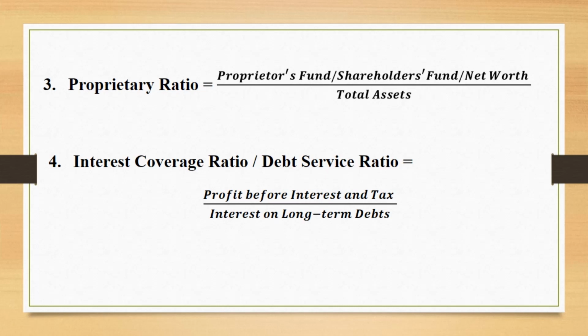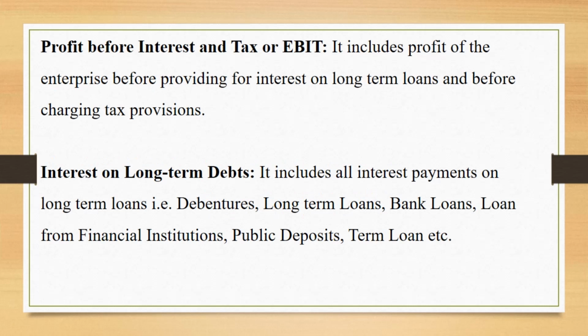Interest coverage ratio, or it is also known as debt service ratio. The formula for the same is profit before interest and tax upon interest on long-term debts. This formula is very important. Interest coverage ratio, I repeat, is equal to profit before interest and tax upon interest on long-term debts. Profit before interest and tax, or EBIT or PBIT, includes the profit of the enterprise before providing for interest on long-term loans and before charging tax provisions.